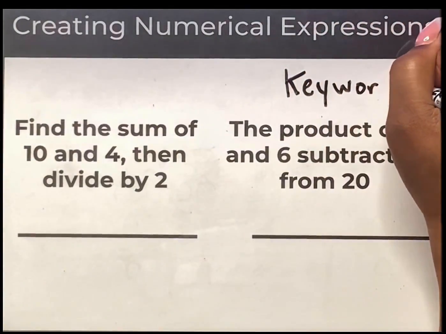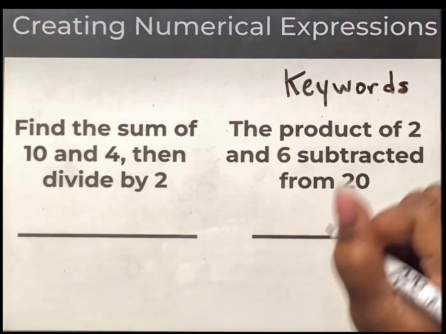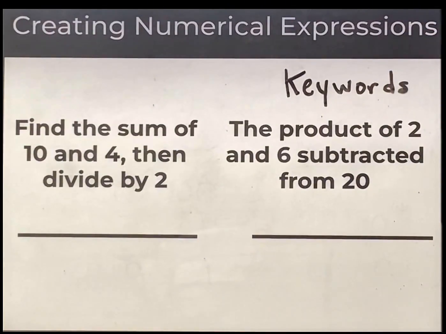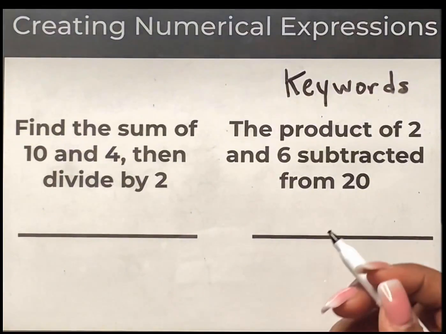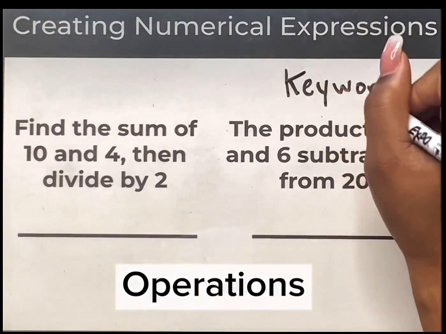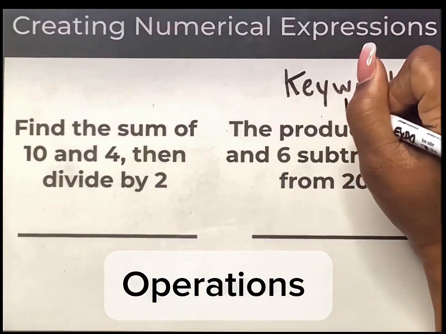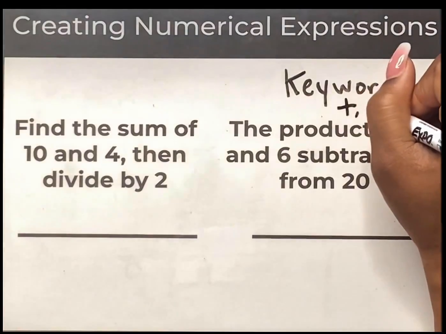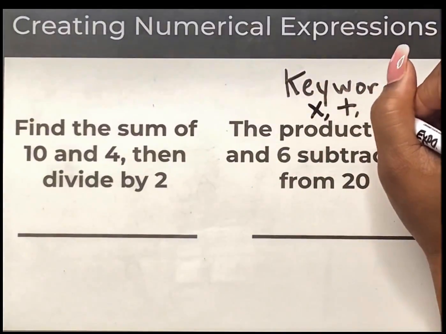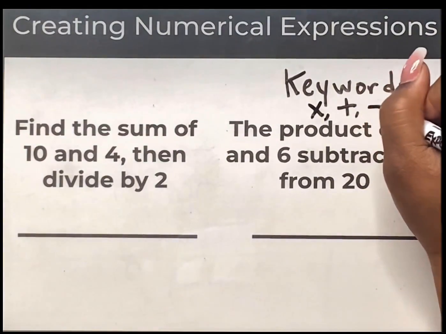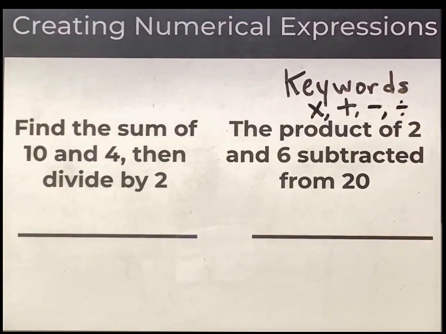So when creating numerical expressions, you want to first look for keywords that will signal to you what your operation may be. For example, when I say keywords, they're going to help you identify if you're multiplying, if you're adding, if you're subtracting, if you're dividing. Okay? Add, subtract, multiply, or divide. That's what the keywords are going to do.